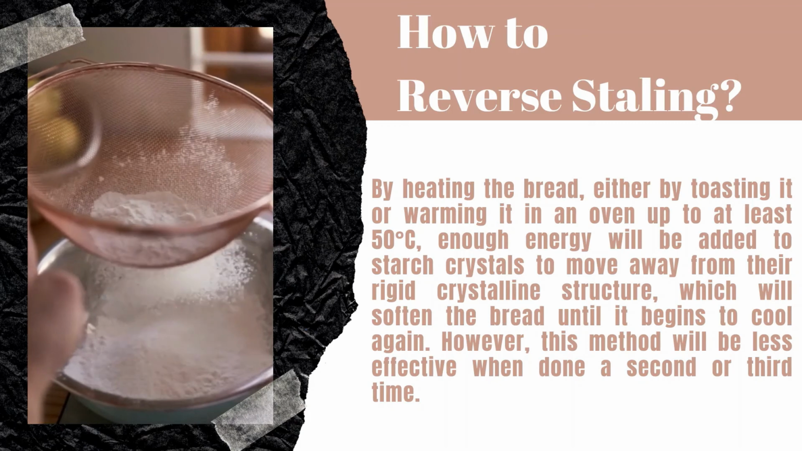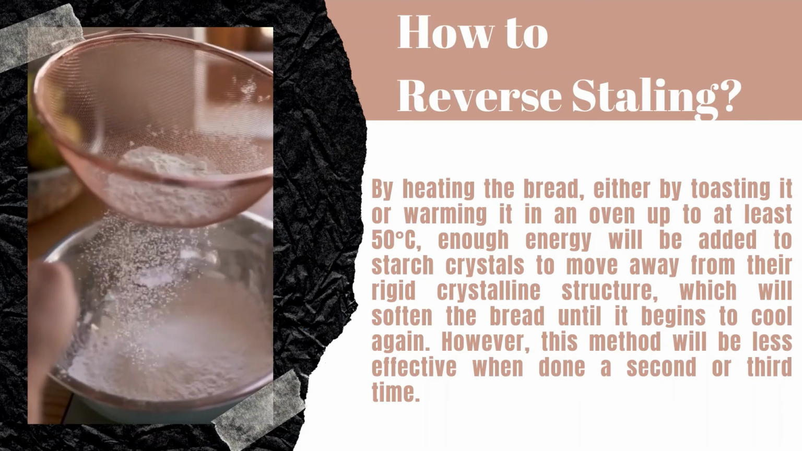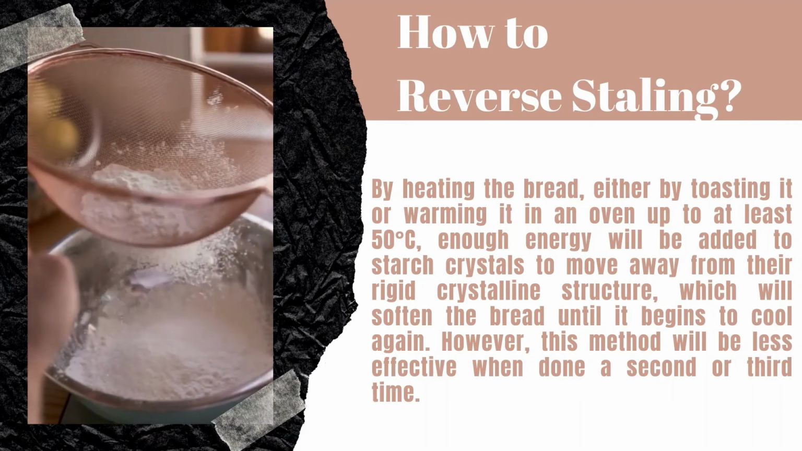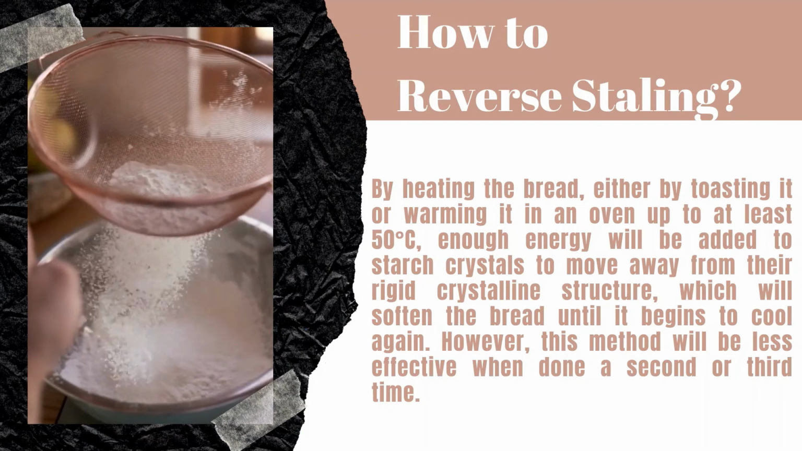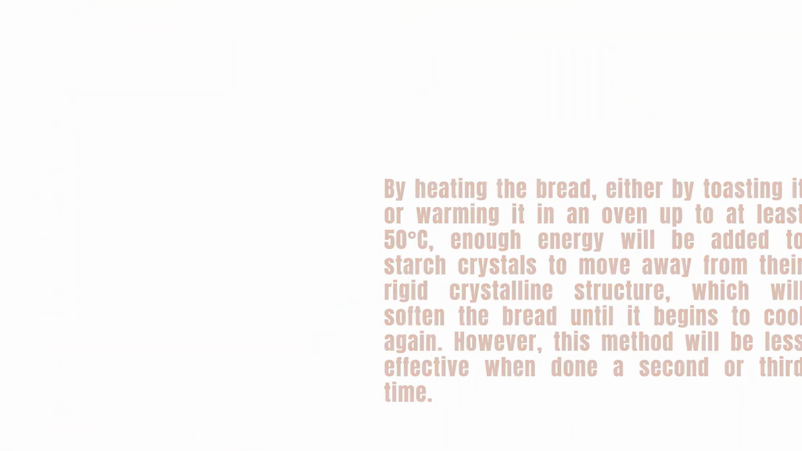Simply by heating the bread, either by toasting it or warming it in an oven, up to at least 50 degrees Celsius. You will add enough energy to start the starch crystals moving away from their rigid crystalline structure, which will soften the bread until it begins to stale again. However, this method will be less effective when done a second or third time.